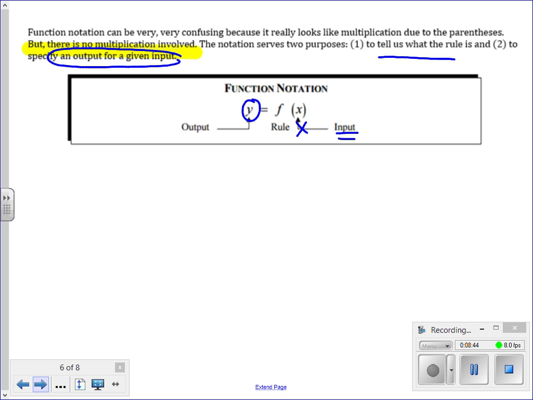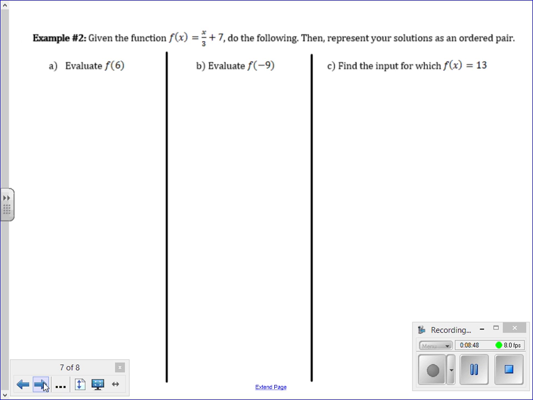Well, let's deal a little more with the y values here on the back of your note sheet. In example 2, it says, given the function f of x equals x over 3 plus 7, do the following. Then represent your solutions as ordered pairs. So this first one in A is very similar to the problems that we did on the front of your notes. F of 6. 6 is in the parentheses, so 6 is an x value.